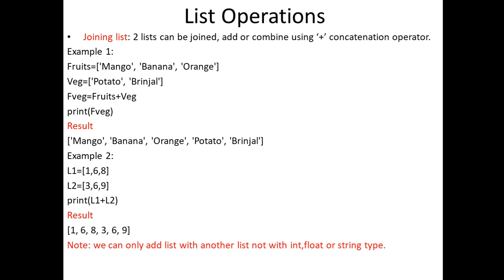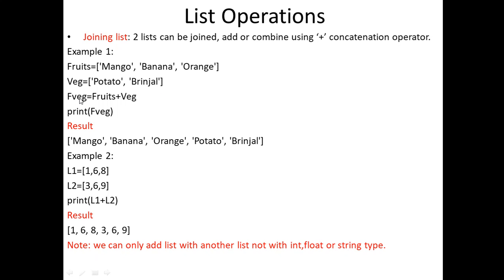Joining list. The next topic I will discuss is list operations. Joining list. Two lists can be joined, added or combined using the concatenation operator, and the symbol for the concatenation operator is plus. For example, fruits and veg, two lists. Fruits contains all the fruit items: mango, banana, orange. Veg contains two elements: potato, brinjal.